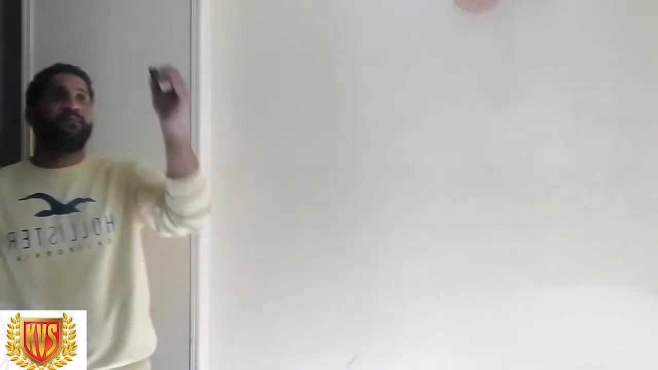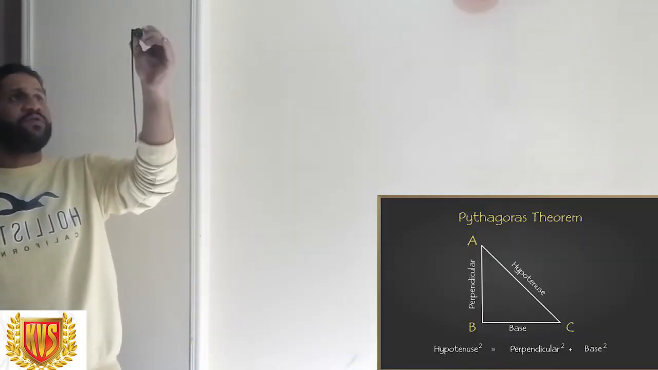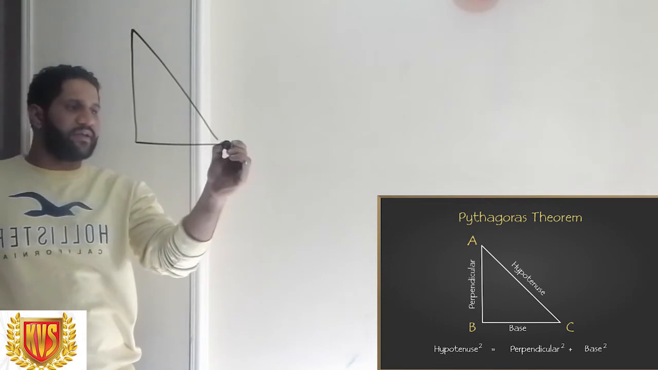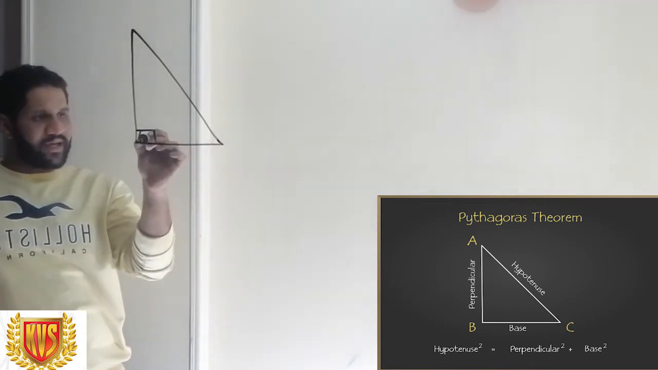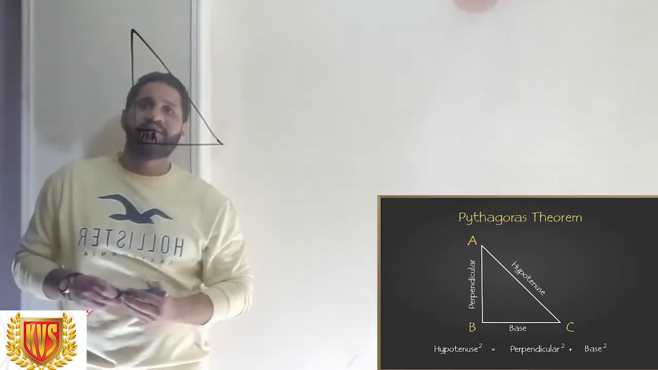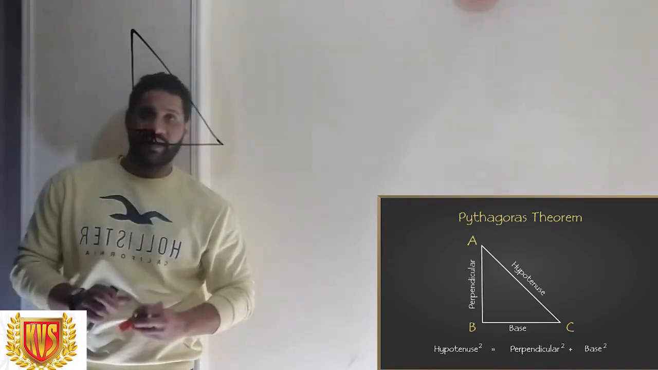Okay, the last thing we're going to discuss, as for grade 8, it's not for grade 7, is the Pythagoras theorem. What's the Pythagoras theorem? It's a rule only used in right angle triangles. Okay? What's a right angle triangle? A right angle triangle is a triangle which has an angle of 90.